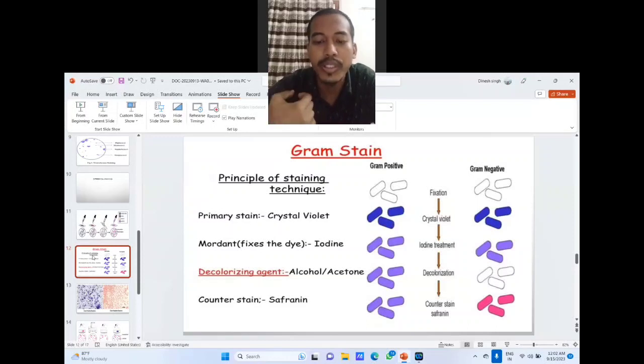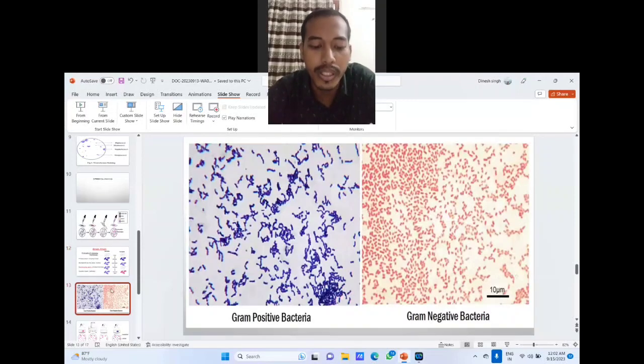The gram positive cells have already taken the color of the crystal violet. They cannot take more color further. But in case of gram negative bacteria, they are colorless, so they will take the color of safranin. So here is the picture of both gram positive and gram negative bacteria under the microscope.